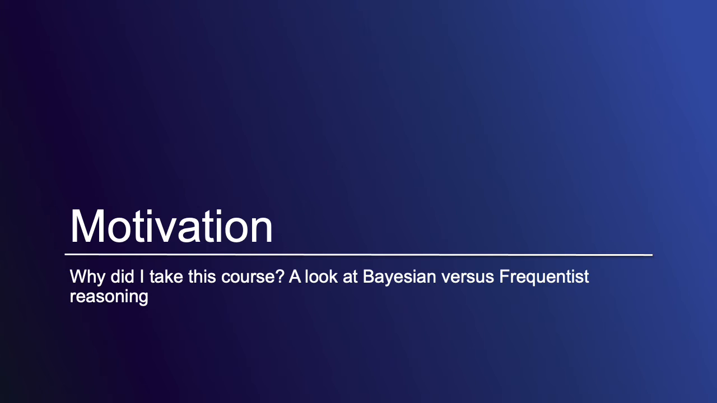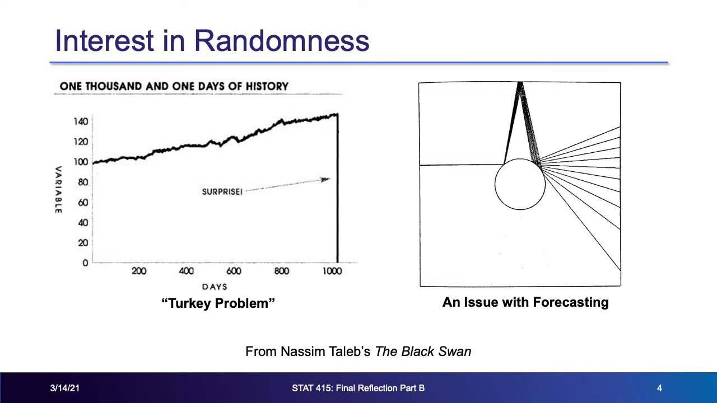So why did I take this course in Bayesian reasoning and methods? I got really interested in randomness right about when COVID started. My dad had introduced me to this book, The Black Swan, which Nassim Taleb wrote. And since then, I've read a lot of his works. There are two ideas that I think are particularly interesting and applicable, especially with COVID, that I'll discuss here in case whoever's watching this is also interested in randomness.